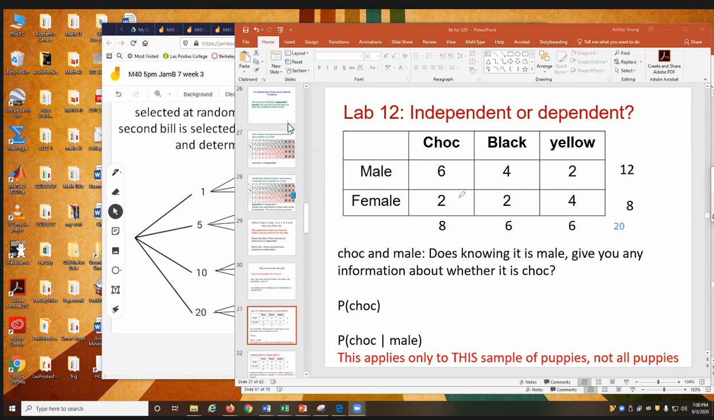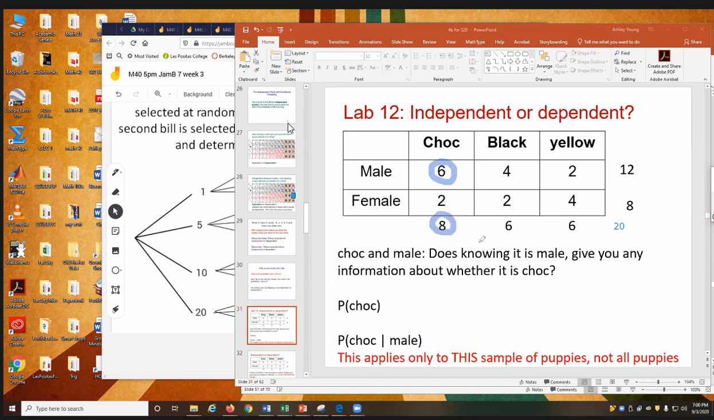6. This one here? Yep, because that's the chocolate male labs. Now, what else has to do with chocolate or male, kind of specifically, but nothing else? And we have another guess? 8. Why? It's my total chocolates, right?